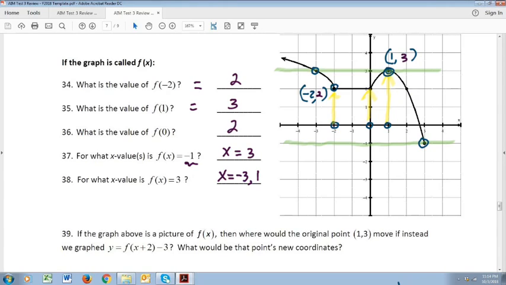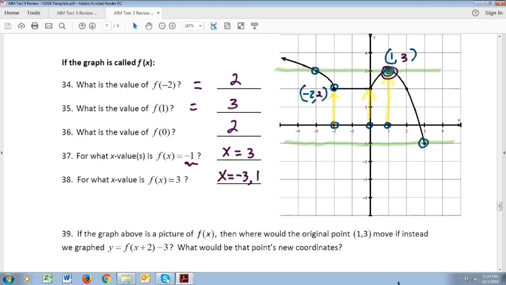Alright, last one on this page. It says if the graph above is a picture of f of x, then where would the original point 1, 3 move if instead we graphed y equals f of x plus 2 minus 3? And then we're supposed to give the points new coordinates. So we've got the point 1, 3 right there. Now look at the function here. F of x plus 2, that plus 2 is inside with the x.